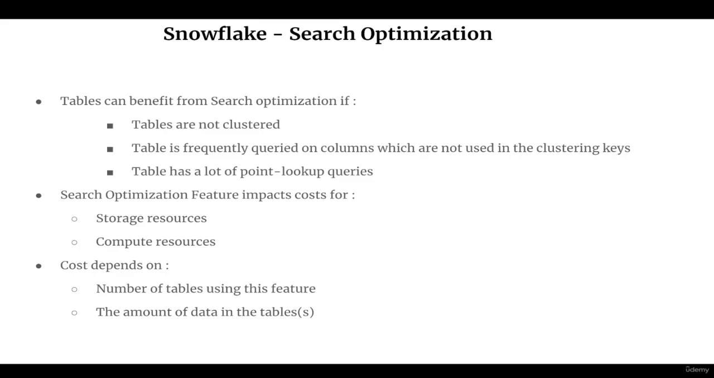Now, the search optimization feature impacts cost. It has a direct impact on cost. It is not a free feature. It makes use of your storage resources. It also makes use of your compute resources. Now, the cost relies on the number of tables using this feature and also the amount of data in the table. Ideally, you should enable the search optimization feature for tables that have multiple terabytes of data.